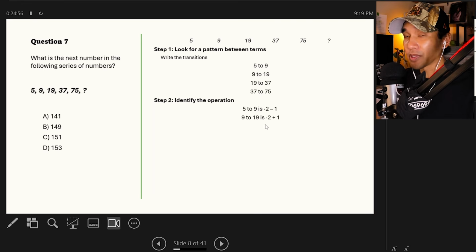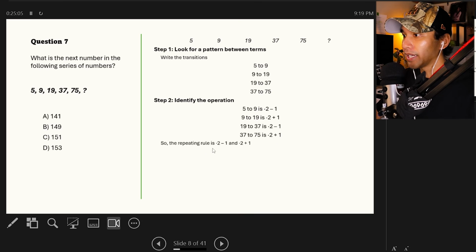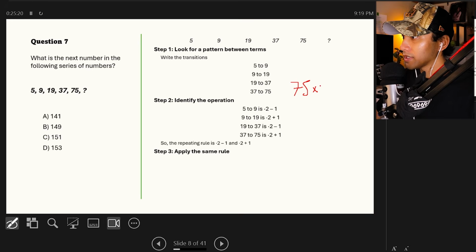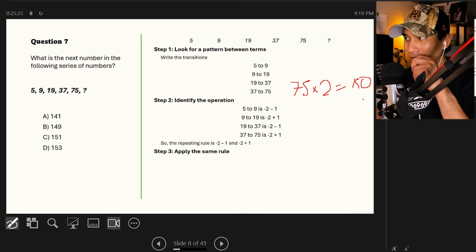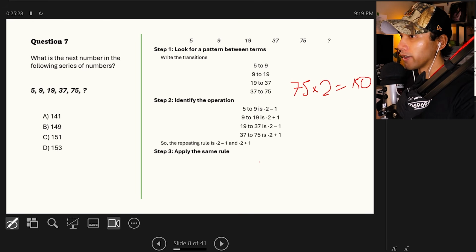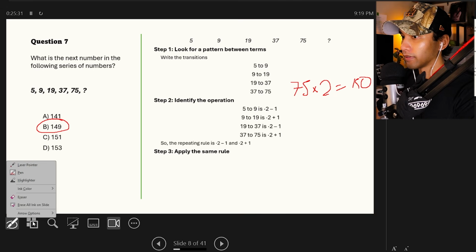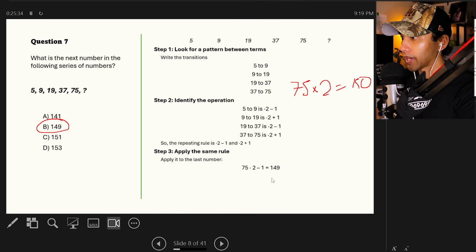9 to 19 is times 2 plus 1. The next one is going to be times 2 minus 1. And then it's alternating, right? So the repeating rule is times 2 minus 1 and times 2 plus 1. Apply the same rule. So the next number is going to be 75 times 2 equaling 150, minus 1. So 149. That is the answer. Apply to the last number. Exactly that, just like we said.